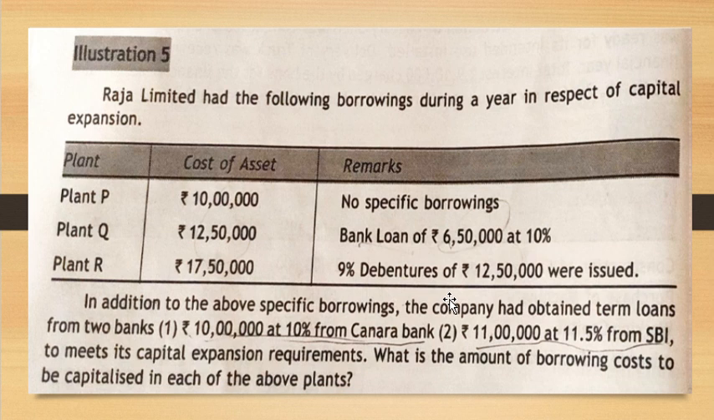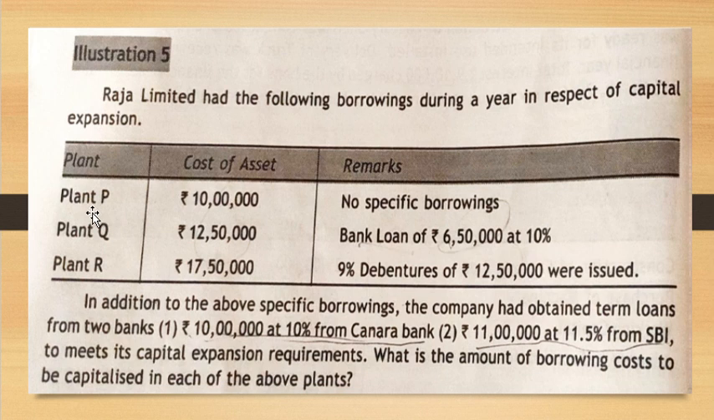In addition to the above specific borrowings, the company had obtained term loans from two banks, 10 lakh at 10% from Canara Bank and 11 lakh at 11.5% from SBI to meet its capital expansion requirements. What is the amount of borrowing cost to be capitalized in each of the above plans?